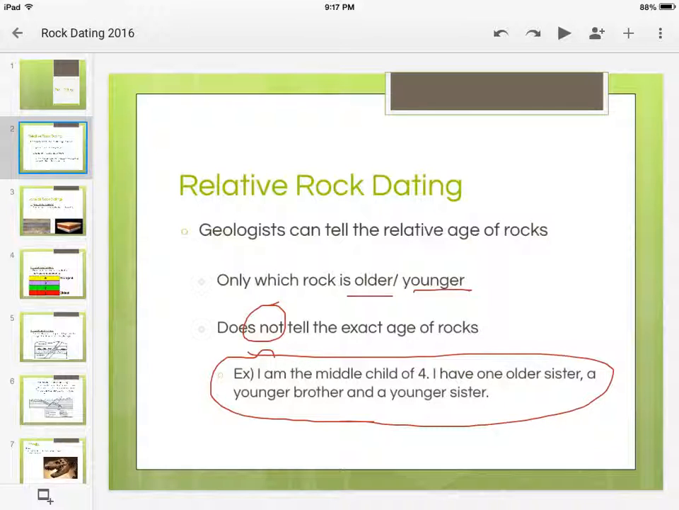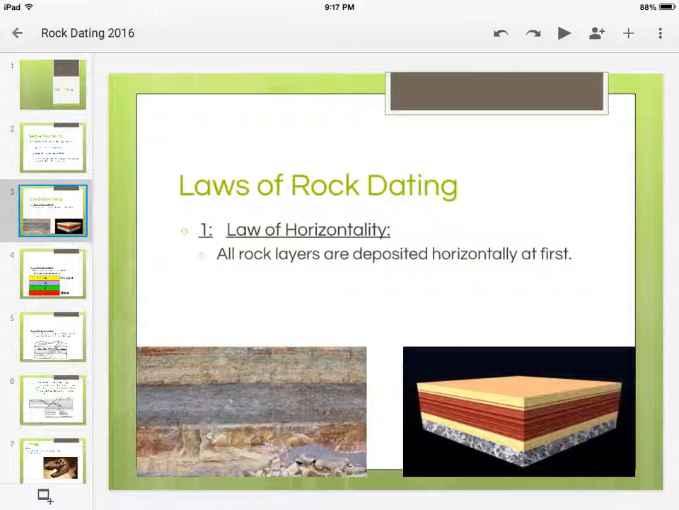There's a couple different principles or laws that geologists use to figure out the relative age of rocks and fossils. So here we go. First one is the law of horizontality. The word I want you to look at is horizontal. You can see that word in there. That means flat. So the law of horizontality means that all the rock layers were laid flat at once.